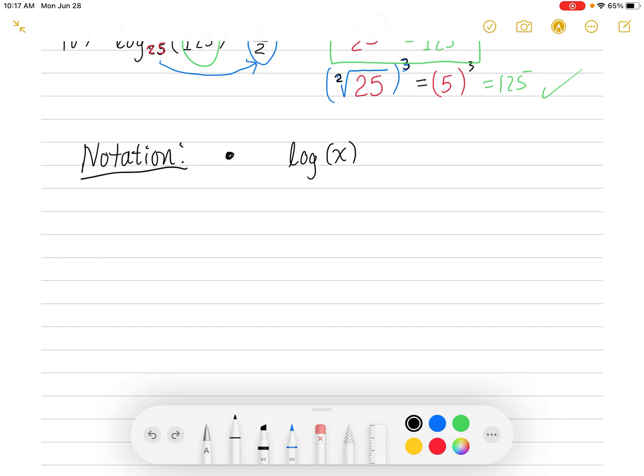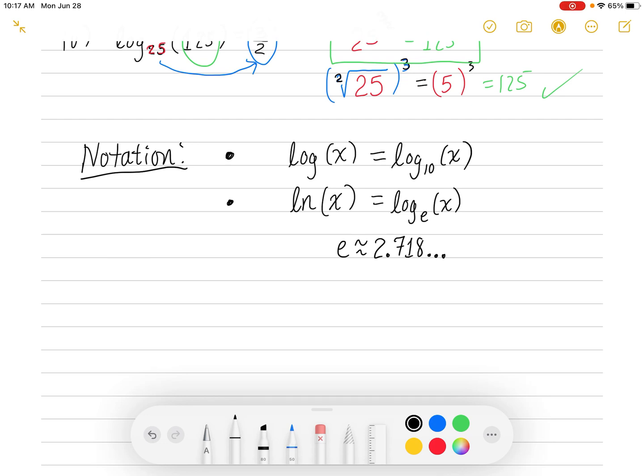Some notation. If you were to see this, log of x without a base, so in the past we always had like a number down here, an a, some number like 2 or something. So if you don't see a base down there, this means log base 10. It's understood to be base 10 automatically. Okay? Now another important notation, if you see a ln, that's called the natural log.